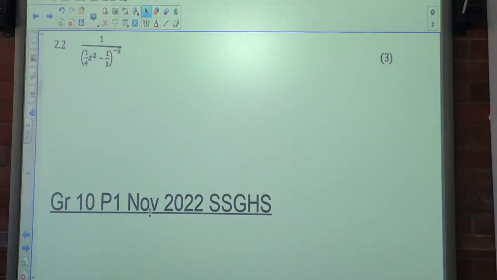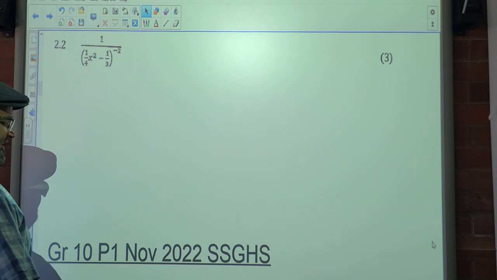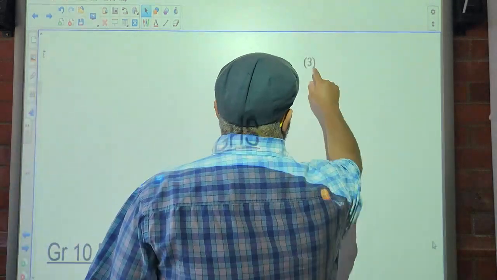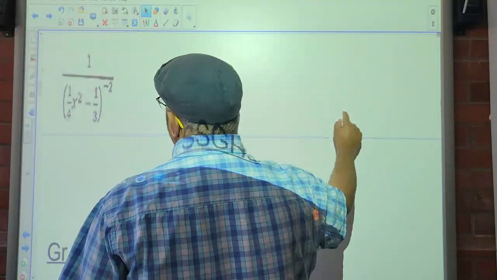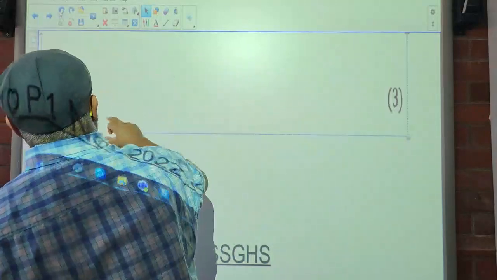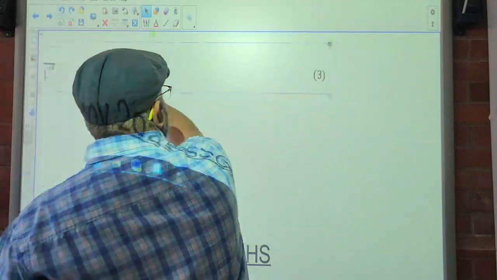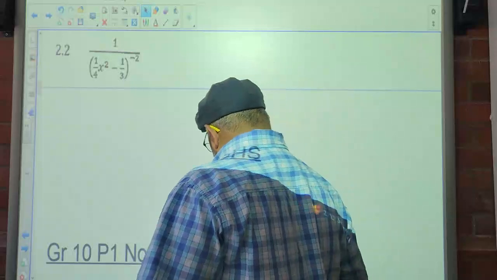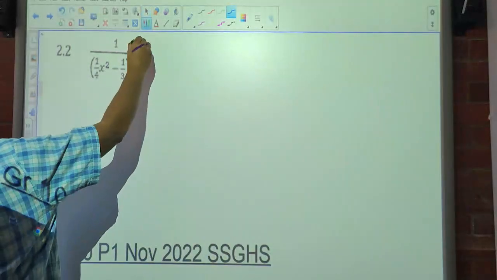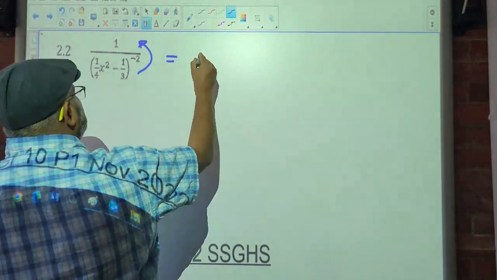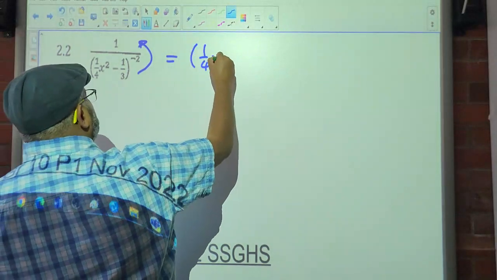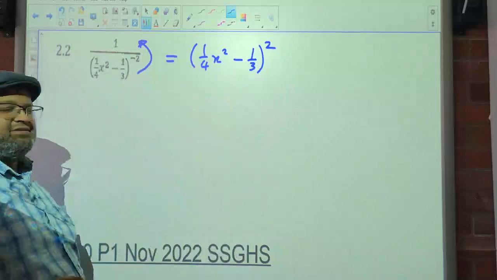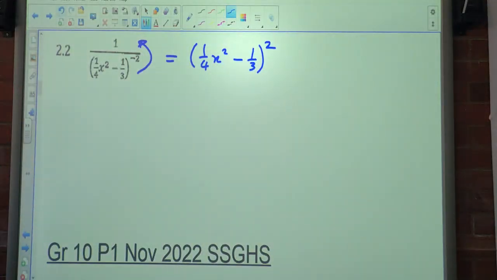Let's look at the next one. People, with this negative exponent, what's going to happen here? The question paper and memo can be found in the description box below. Because of that negative exponent, the term moves up. So that simply gives us a quarter x squared minus a third, squared, all over 1. And anything over 1 is that number.